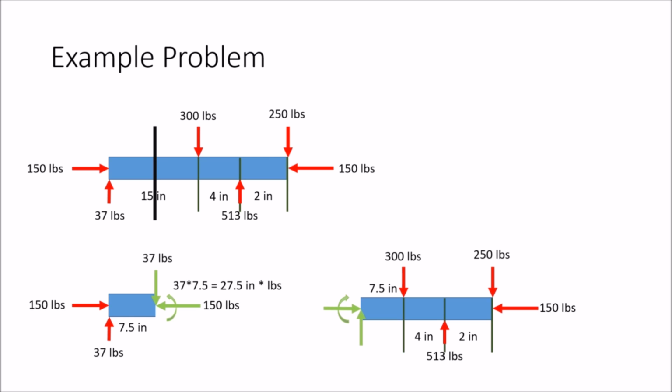37 pounds for our shear force, which makes sense since it needs to counter-react the 37 pounds acting on it. 150 pounds for the normal force, which would counter-react the 150. And 27.5 inch-pounds that is acting due to the 37 times 7.5 distance.